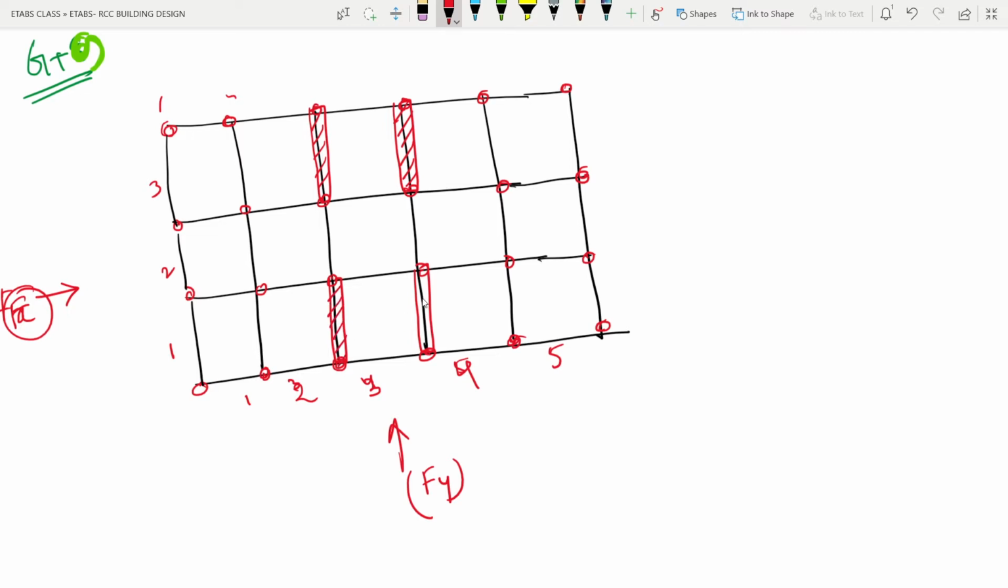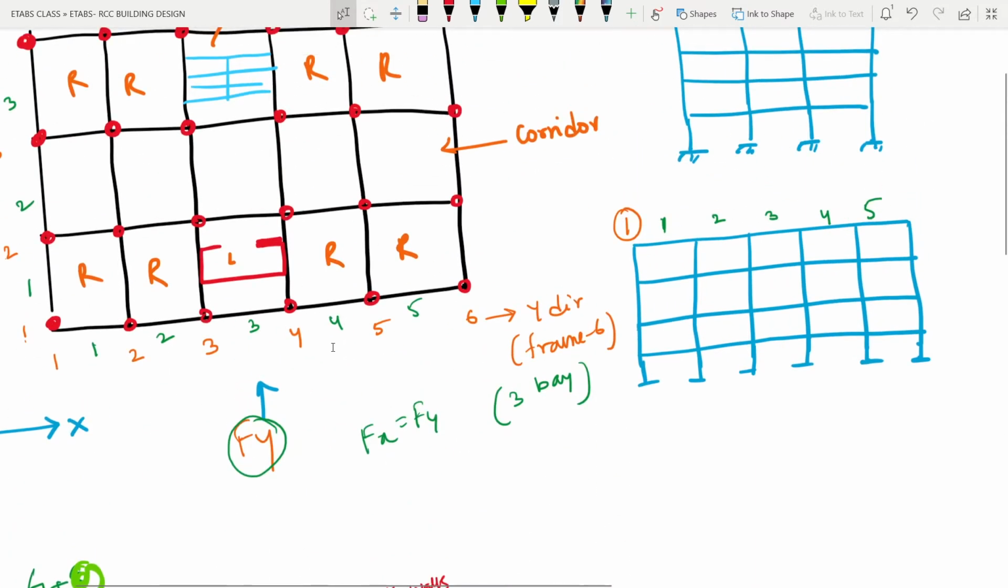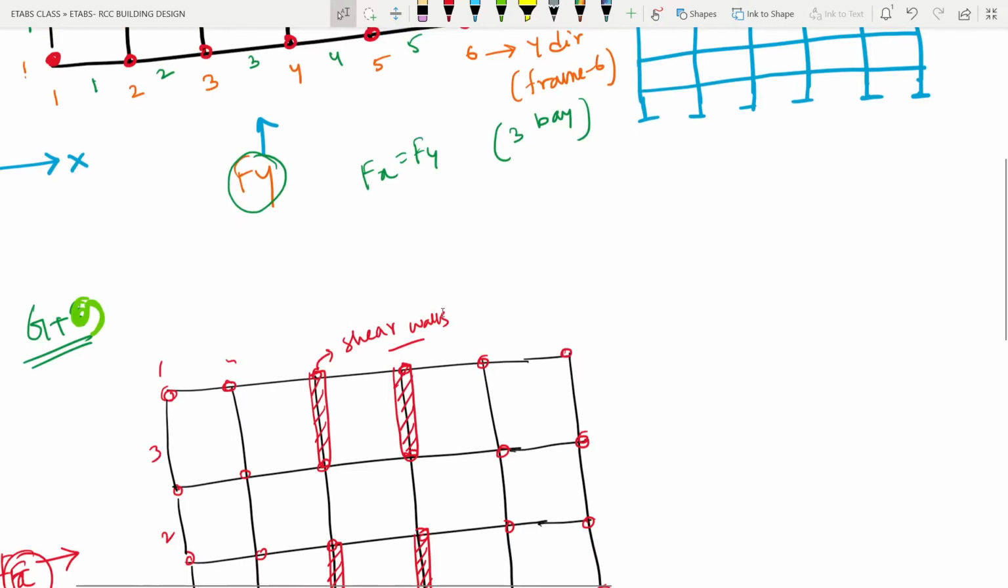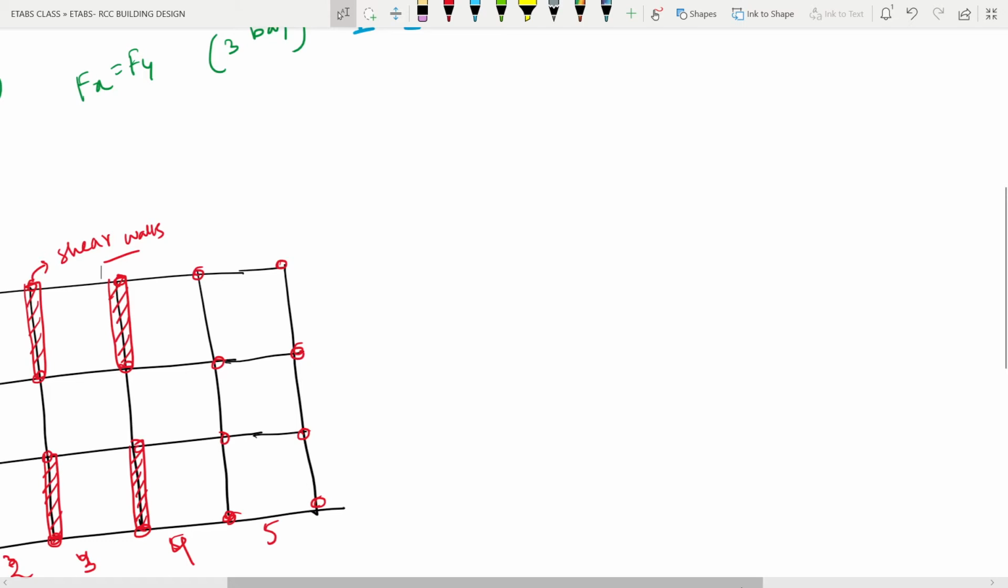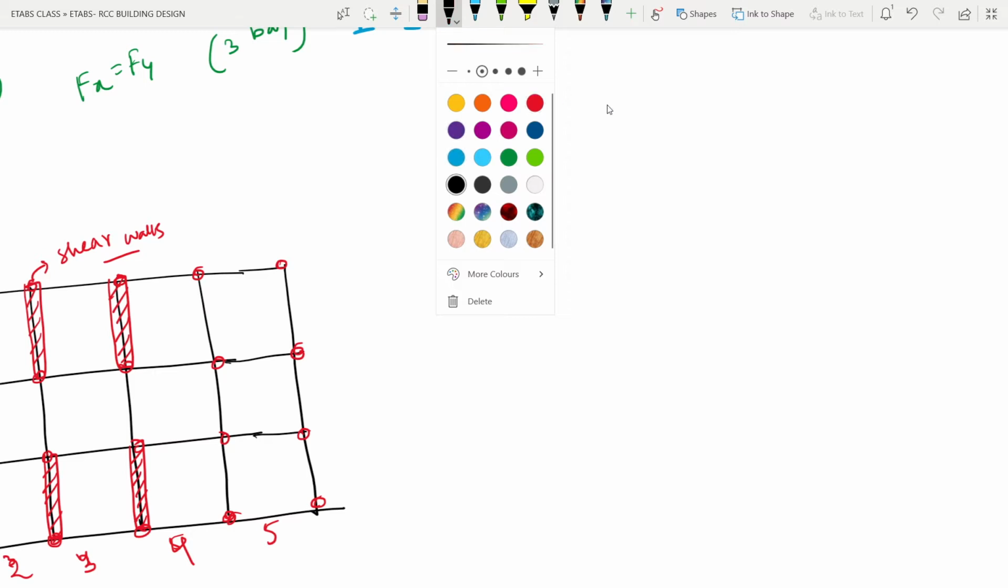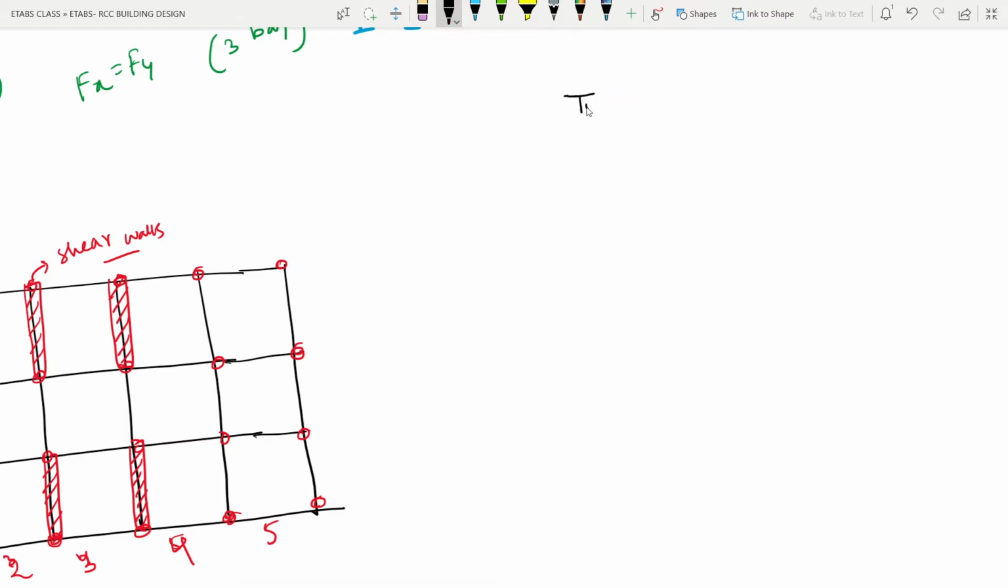Now what are these shear walls? What is a shear wall actually? Let me just write it here. These are the shear walls. Before explaining the shear wall, as I have said these are the frames and this is the shear wall, let me give a bit of explanation about the frames. I will write the definition of a frame later. Let me first write the types of frames.